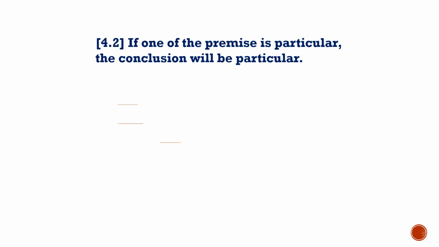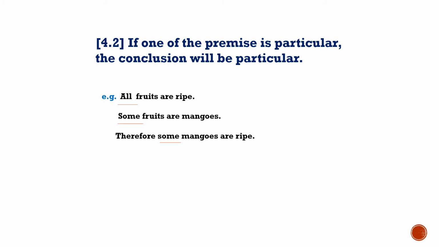We go to 4.2. If one of the premises is particular, then the conclusion will be particular. Let us take an example. All fruits are ripe, some fruits are mangoes, therefore some mangoes are ripe. The first premise has the word all in it, so it's an A proposition. The second premise has some in it, so it's an I proposition. The conclusion has some in it, so it's an I proposition. Now the second premise is a particular proposition, and therefore the conclusion must be a particular proposition.